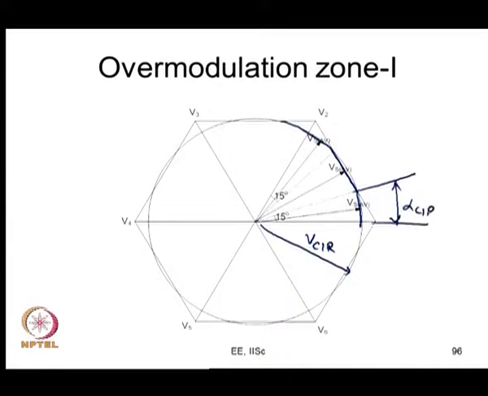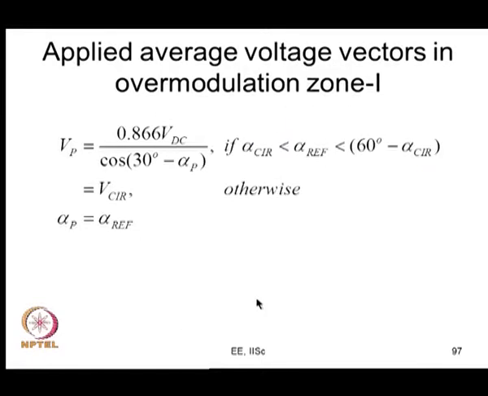What you can see is this V circle can be used to control the fundamental voltage. So, V circle can vary between 0.866 to 1, or alpha circle can vary between 30 degrees to 0 degree. By varying this, you can control the fundamental voltage, but there is a non-linear relationship. V circle is not related to the fundamental voltage in a linear fashion as V reference was. There is some non-linear relationship.